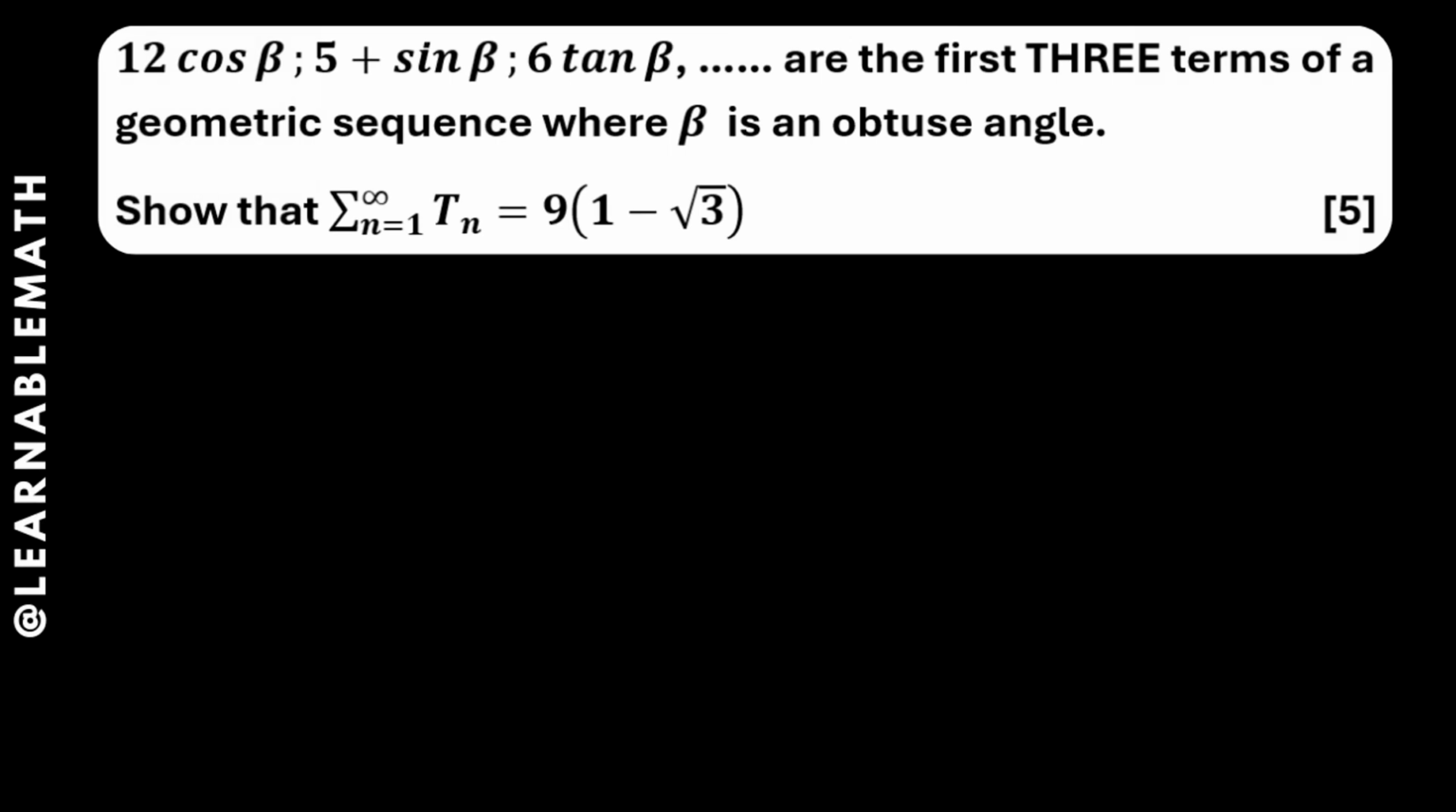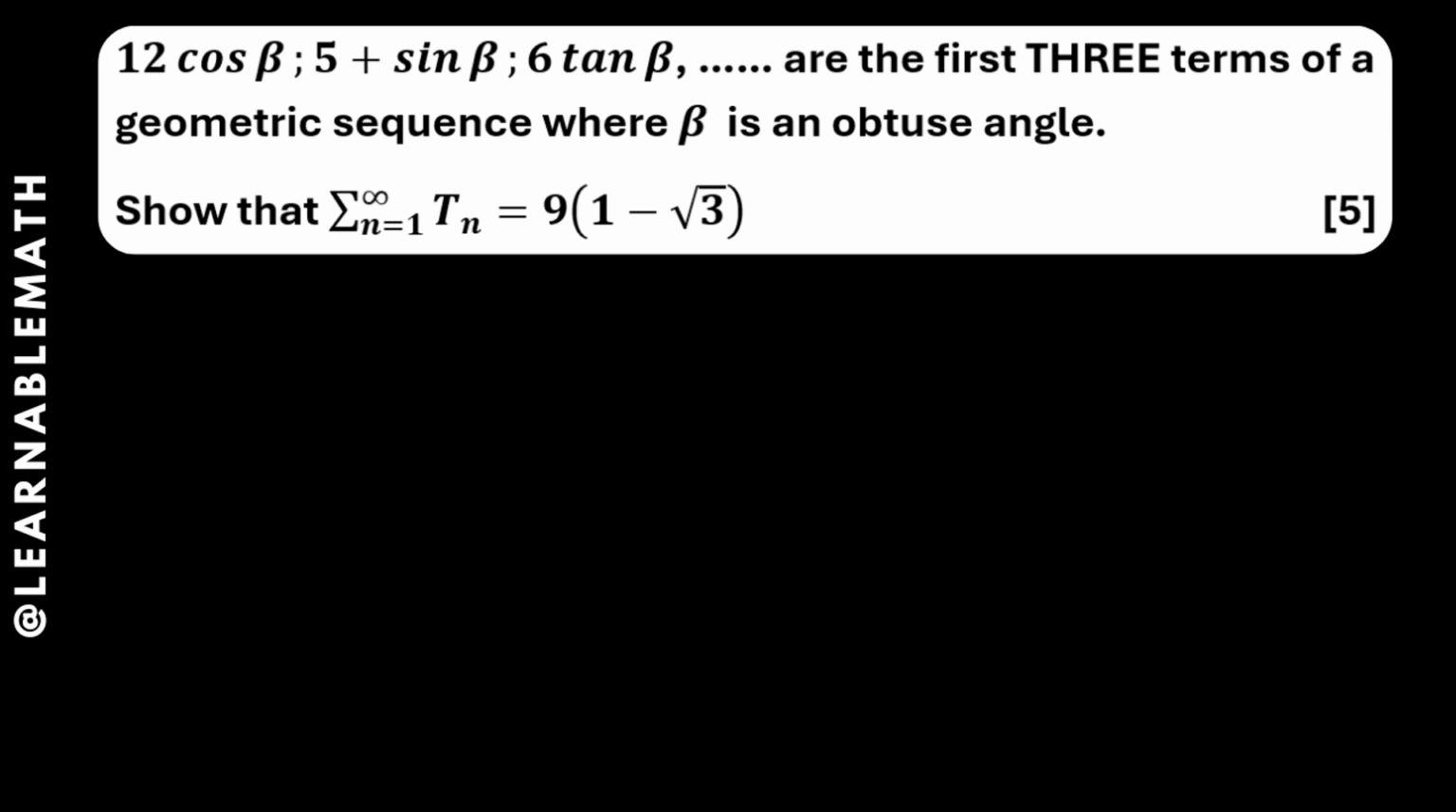Okay, so here's the question. We are given 12 cos beta, 5 plus sine beta, and 6 tan beta as the first three terms of a geometric sequence, where beta is an obtuse angle, right? Remember, an obtuse angle is between 90 degrees and 180. Show that the sum, where n goes from 1 to infinity, of Tn will be equal to 9 times (1 minus root 3). The question has 5 marks.